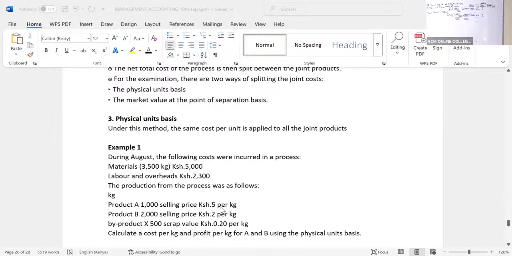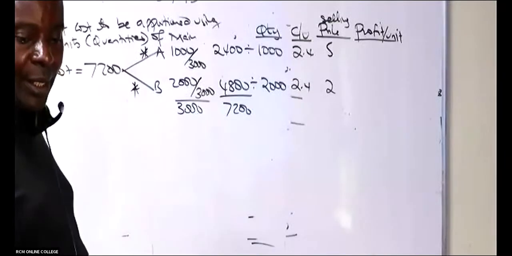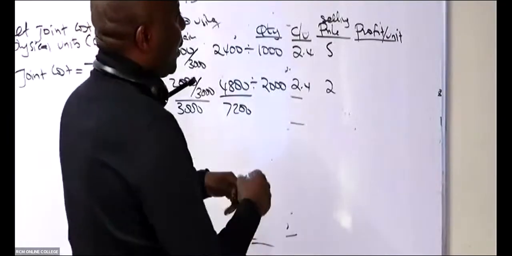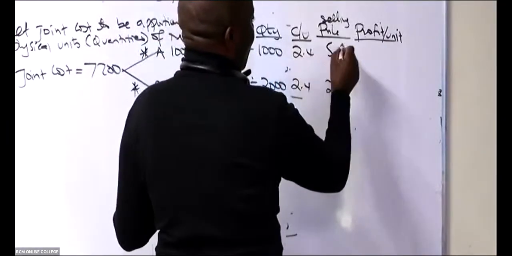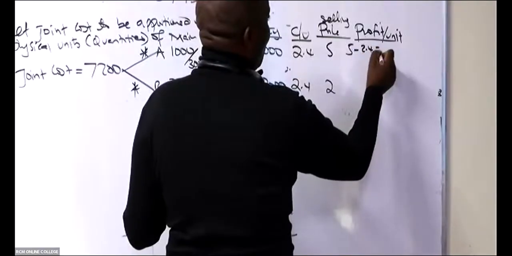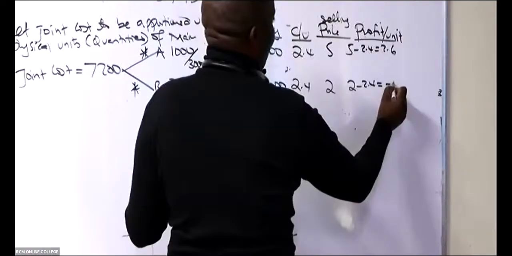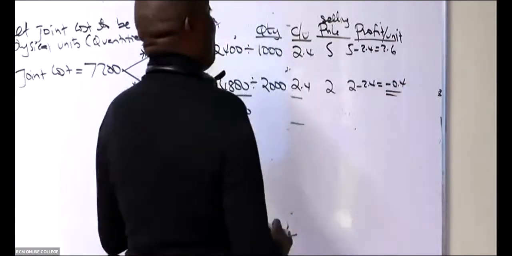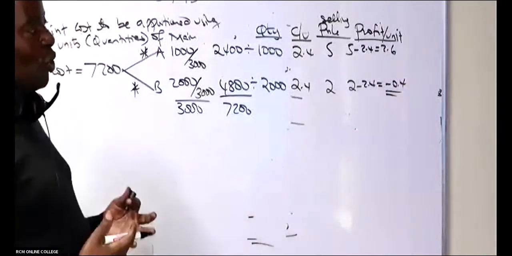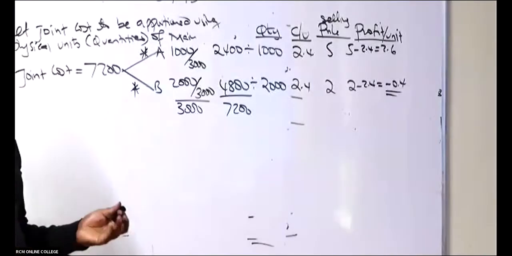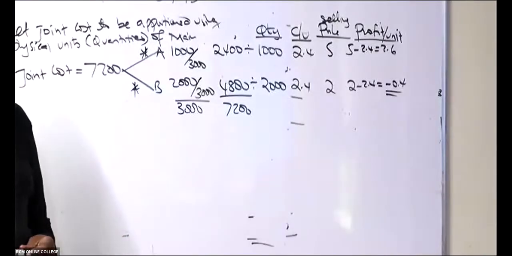So profit per unit, we shall take the selling price minus the variable cost, that is, the selling price minus this cost per unit. So 5 minus 2.4 is 2.6. This one will be 2 minus 2.4, which gives me a loss of 0.4, because basically it was made to absorb a higher cost than it could absorb.